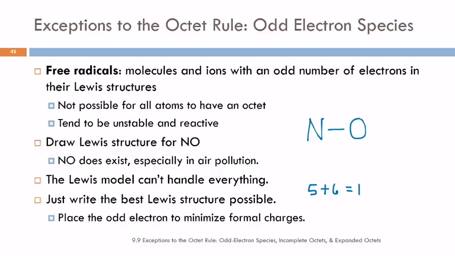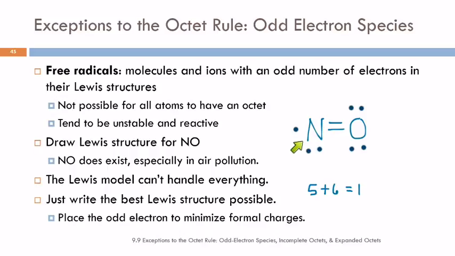Well, we put a bond in there. That's 2, 4, 6, 8, 10, 11. Well, nobody's happy. Let's see what we can do. How about if we take this lone pair and share it? Well, that's better, right? So here we have the oxygen obeying the octet rule, but the nitrogen only has 7.